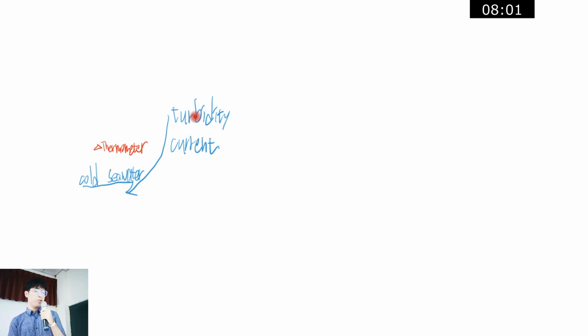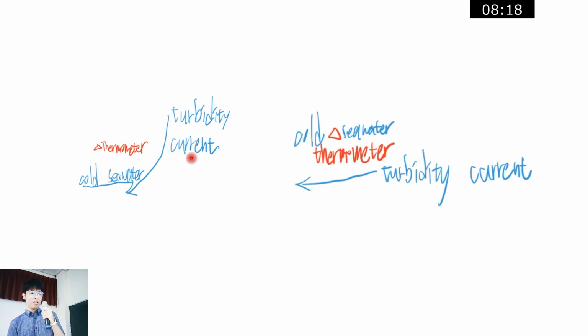Assume the blue arrow is the turbidity current, this is the seawater, and this is the thermometer. When a turbidity current flows under, the cold water will rise, like this. And the temperature the thermometer measures will decrease, so a turbidity current may cause the temperature to decrease.